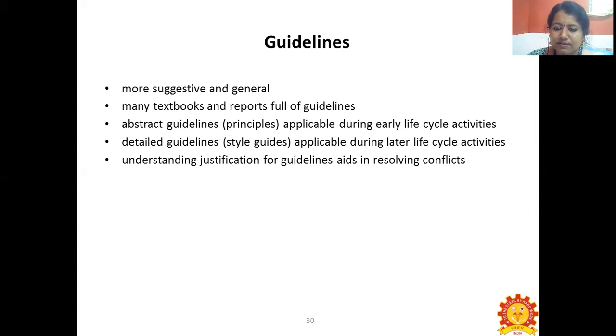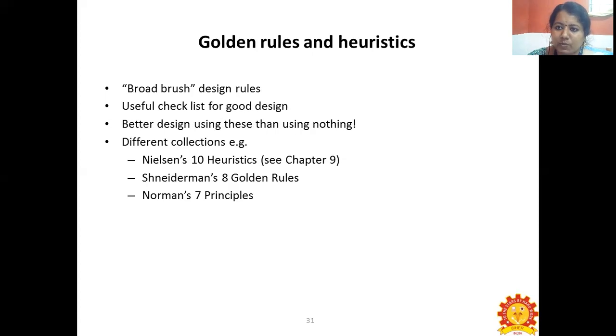The last one under the guidelines is that understanding the justifications for the guidelines aids in resolving conflicts. Next, we are going to see the golden rules and the heuristics. Under the golden rules, we are using a design tool, a useful checklist for good design.